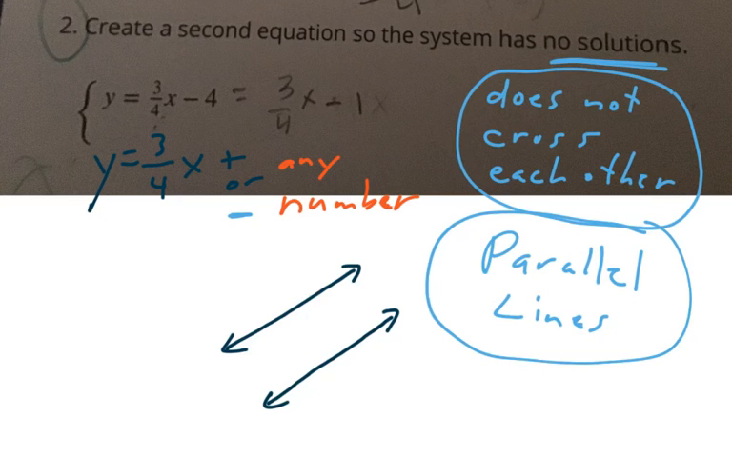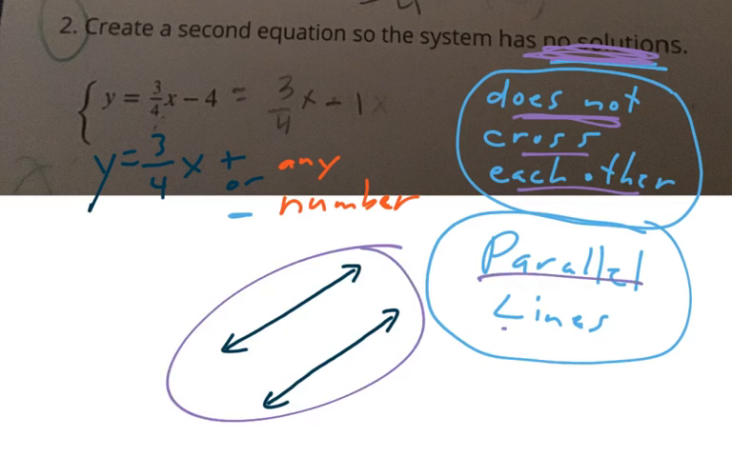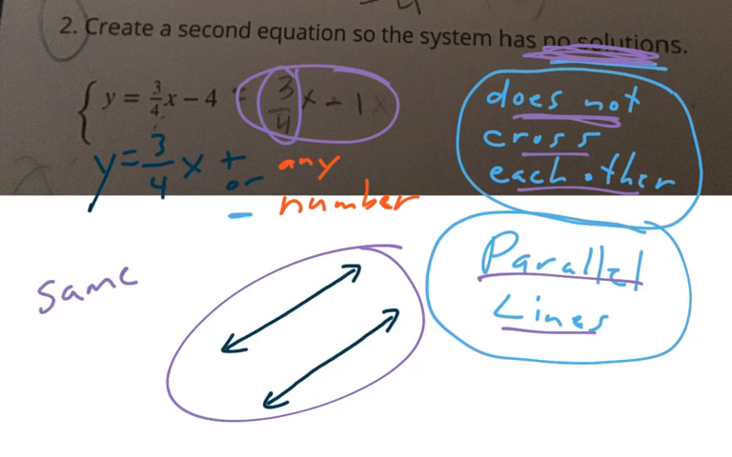Okay, on number 2, we already talked about this before, but if it has no solutions, that means they don't cross each other. They're parallel to each other. They're going to be parallel lines. That's what you have to remember. No solutions, they're parallel. Infinite solutions are the same line. So you came up with a good answer right there. As long as they have the same slope means they're going to be parallel, right?